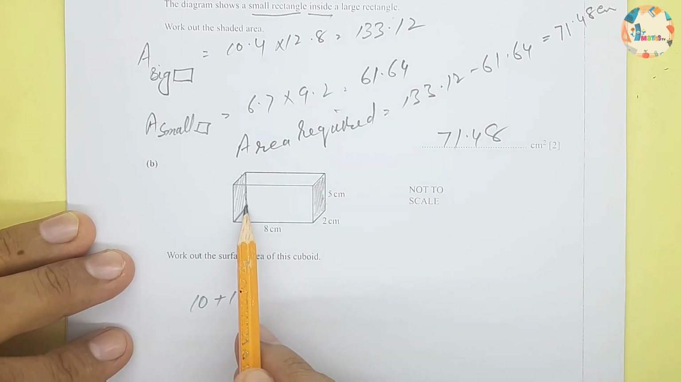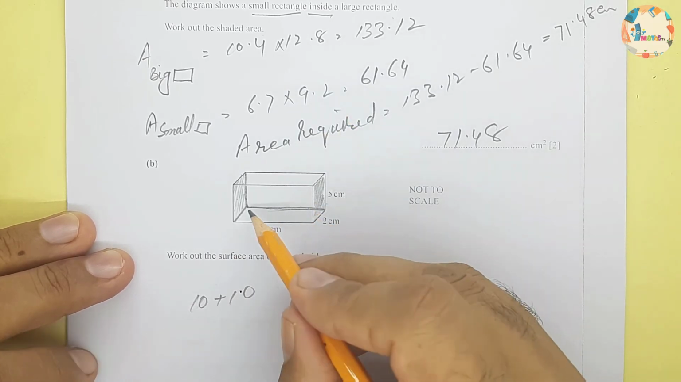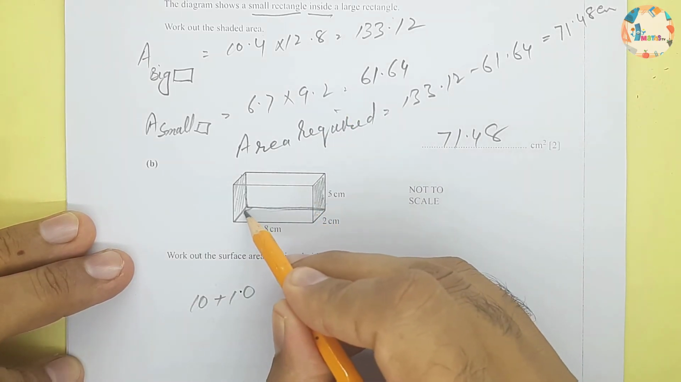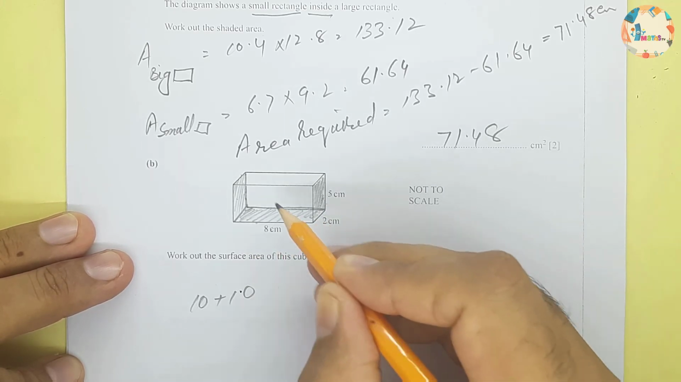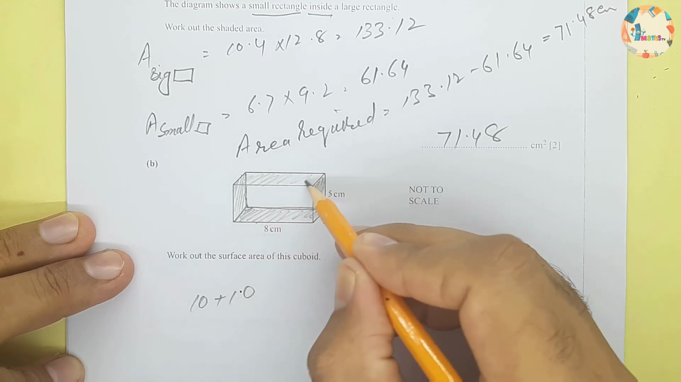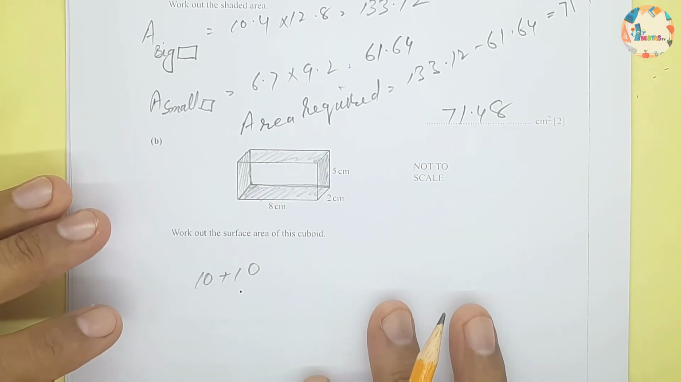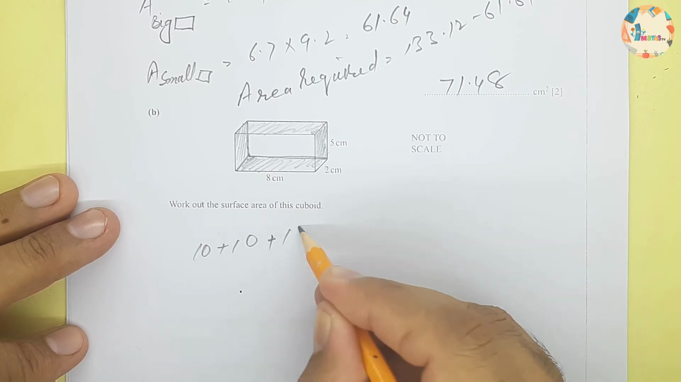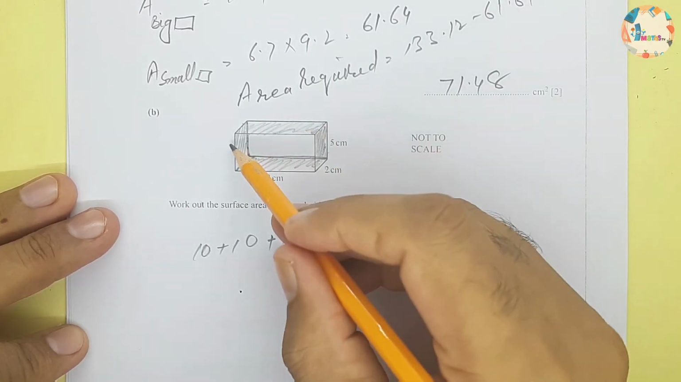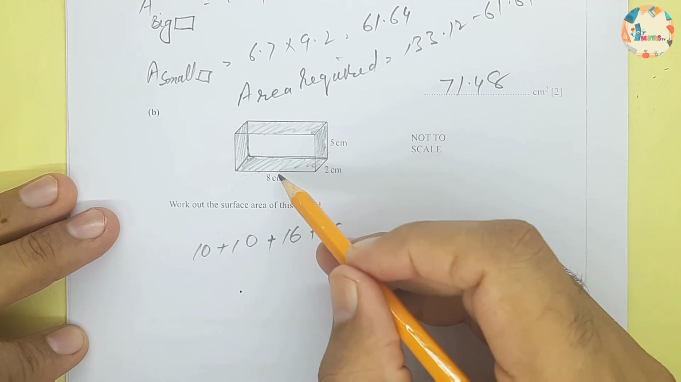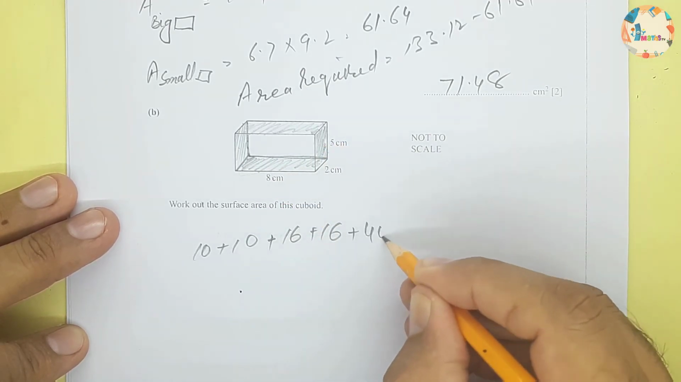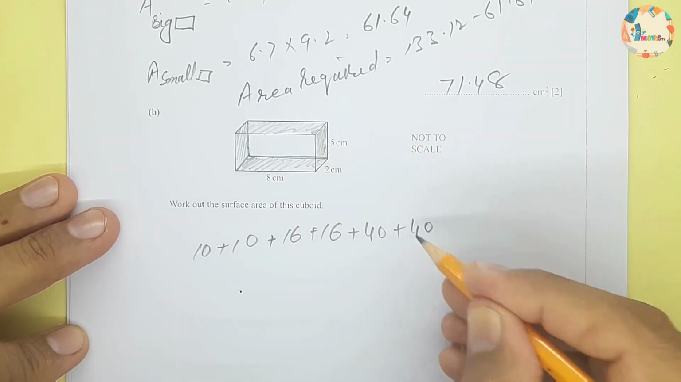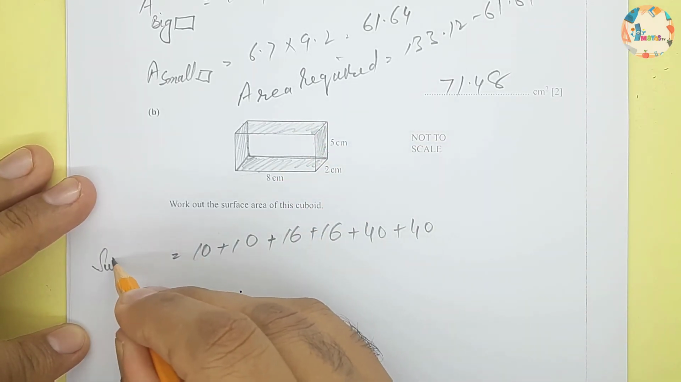And now we will be drawing this one, and we will be finding the base. This base will be 8 multiplied by 2, which is 16, and the top as well. So top will be 16 plus 16, it will be 32. And now front will be what? Facing area. This height is 5 into 8, which will be 40. So 40, and the back side will also be 40. So this will be the surface area.